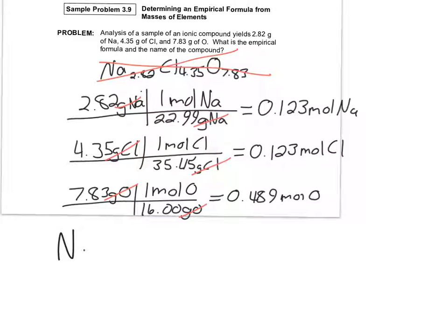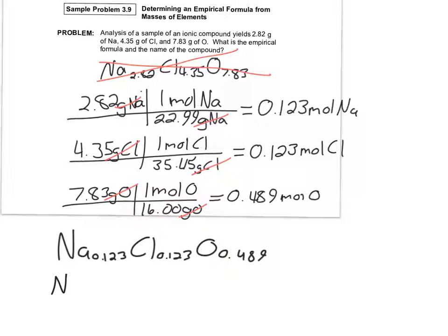So now I've got sodium 0.12. Oops, I didn't put my Na. I was doing the symbol for nitrogen. So sodium 0.123, chlorine 0.123, oxygen 0.489. And now I have to ask myself which ones of these numbers are the smallest, and there's two, right? 0.123 are smaller than the 0.489.